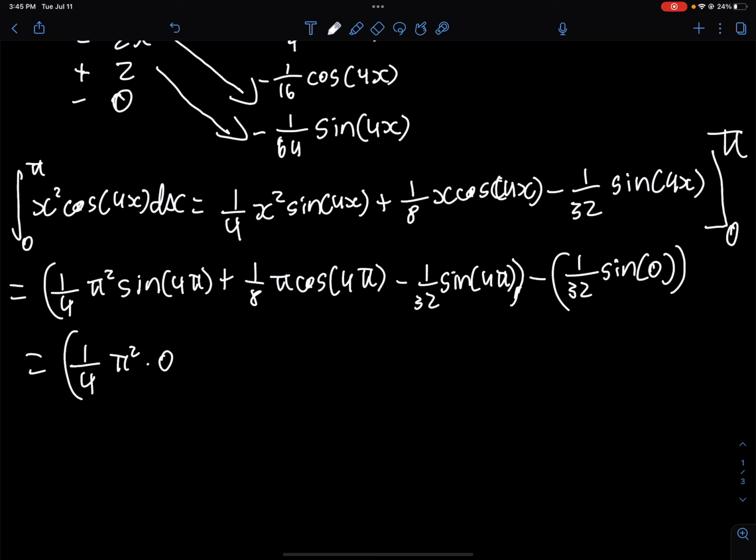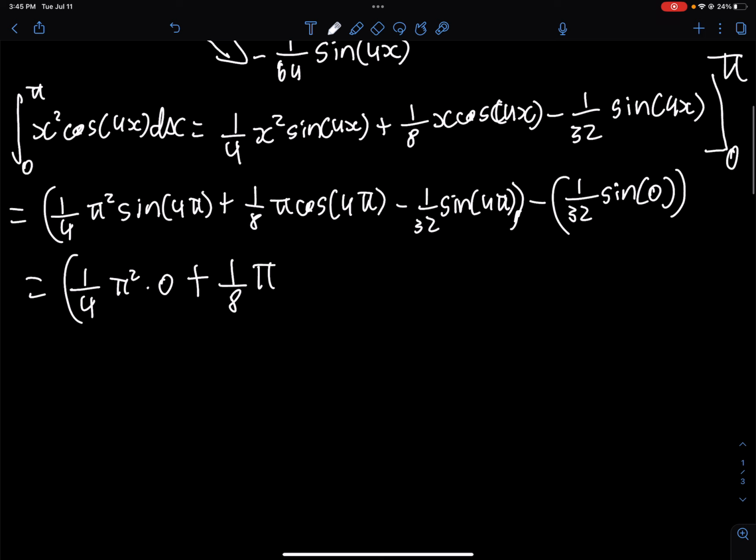Then we have a plus 1/8 of pi times the cosine of 4 pi. And what is the cosine of 4 pi? Well, using the same idea that there is a period of 2 pi, we can look at that as being the same thing as the cosine of 0. And what is the cosine of 0? That is 1. So multiplied by 1.